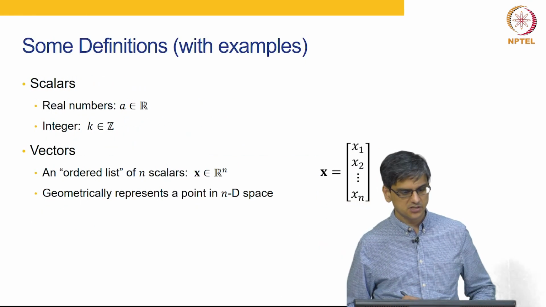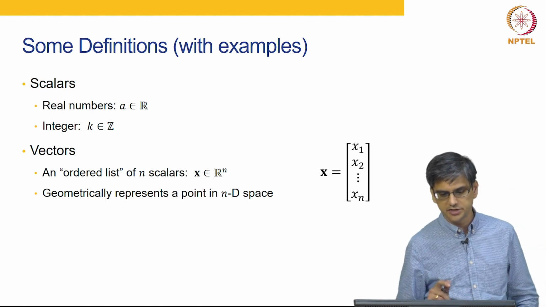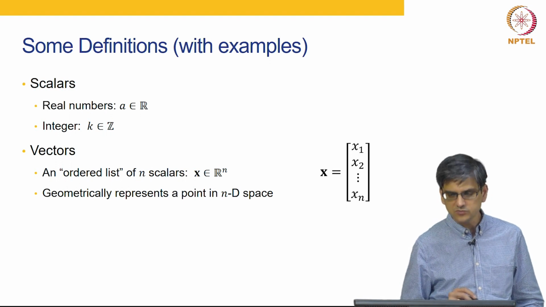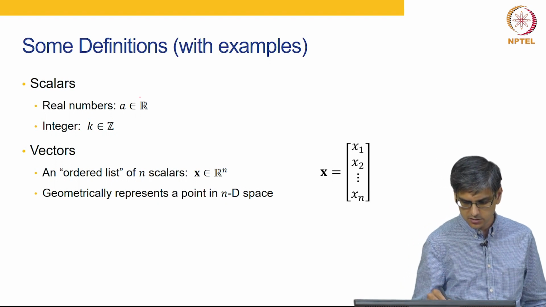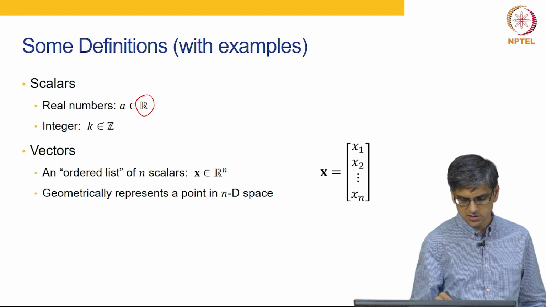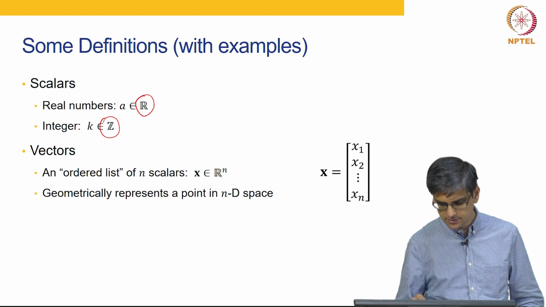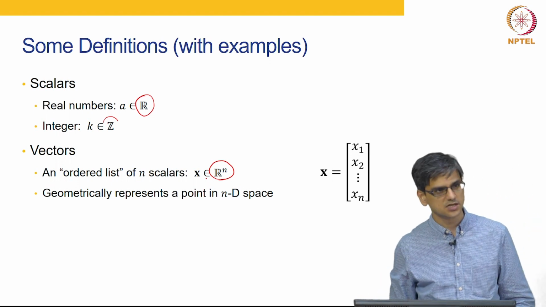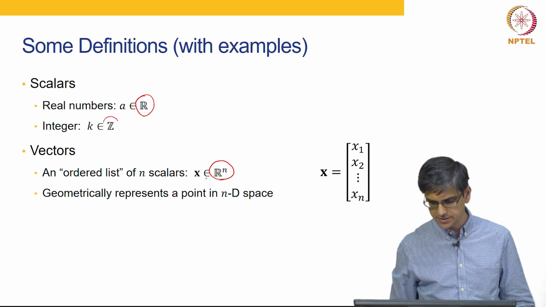Okay, so some definitions. Scalars are just numbers. A real number would be a real scalar. An integer is a positive or negative integer, or 0. R is the set of real numbers, Z is the set of integers, and R^n is the set of n-dimensional real vectors. Again, this is something you have done before, I'm just recapping it.